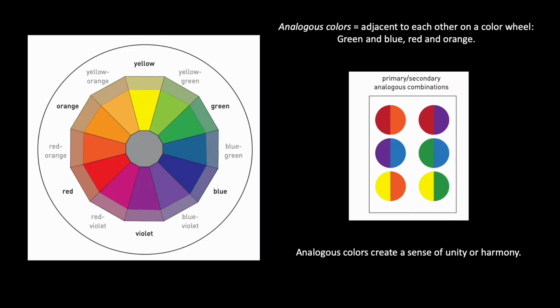So analogous colors are those that are adjacent to each other on the color wheel. They are similar in wavelength, so they don't create the optical illusion that complementary colors do, but rather they create a sense of unity or harmony.